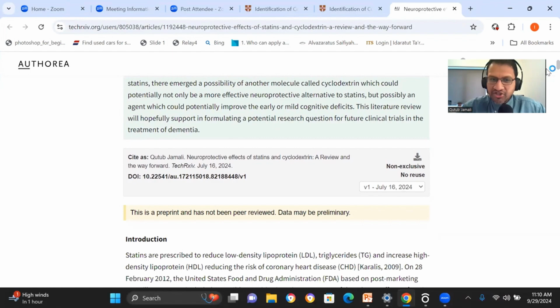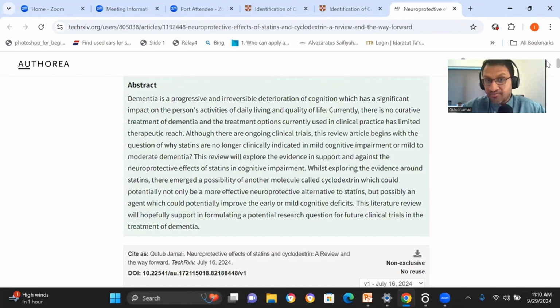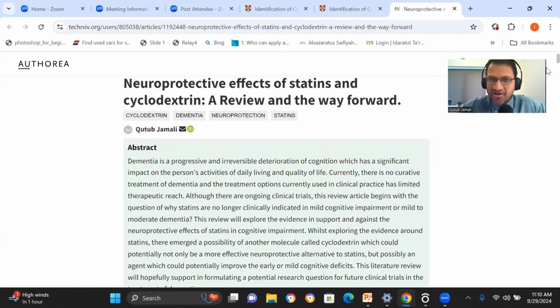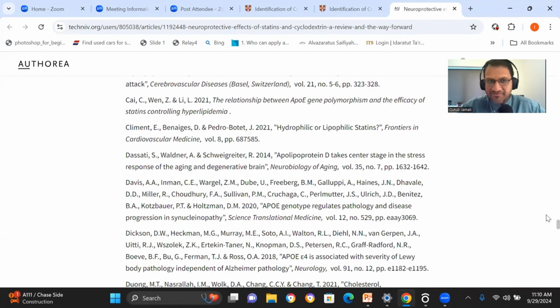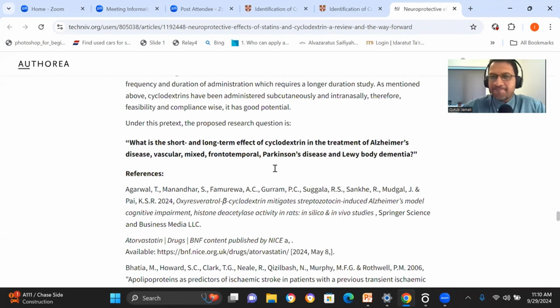Now, I did this preprint publication, and when I was working on this, I realized that there is potentially another molecule which I think has potential. So I was searching for statins, and I found cyclodextrin, which has a kind of neuroprotective effect. So while I did a literature review, I ended up getting another research question, and this is what I'm planning to do a trial on. As you can see, what I wanted to establish here is that it's not that I've worked extra hard to find a research question. This was just part of my clinical practice.